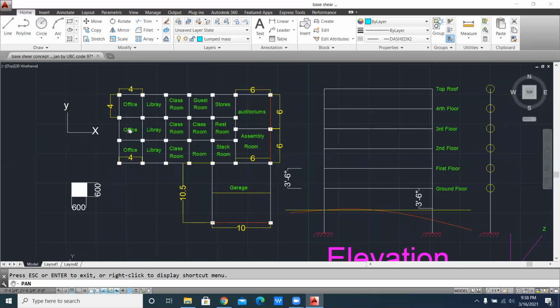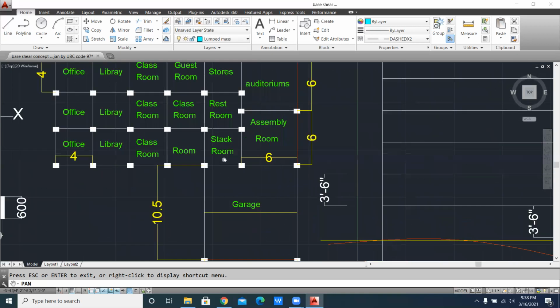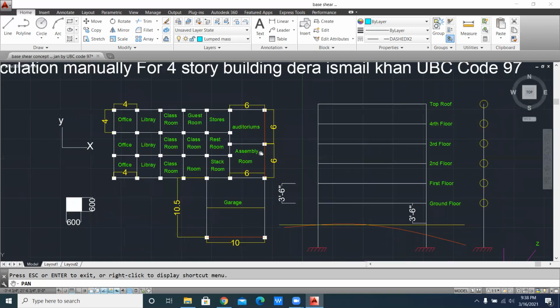So here there is an office. Now I am considering up to the 4th floor, which means at this level there is an office, up to this floor there is a library, a classroom, a guest room, a store, a restroom. But on the side you may find different types of drawings. Let's suppose the ground floor has a different design, and the first floor has a different design. Let's suppose there is an office on the first floor, there may be something else. Your code will show you what you have, and you have to calculate the weight.